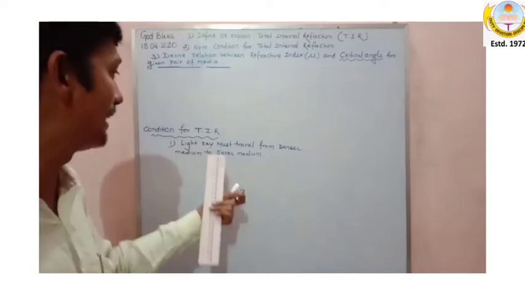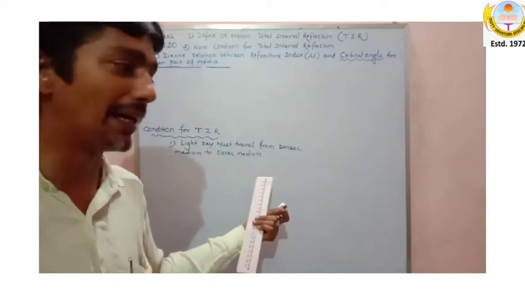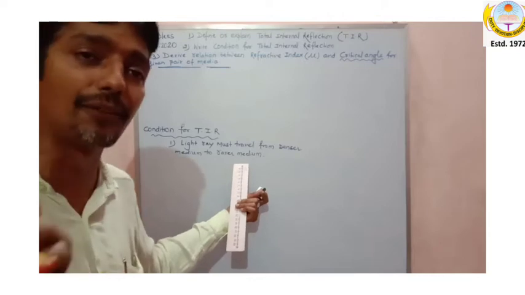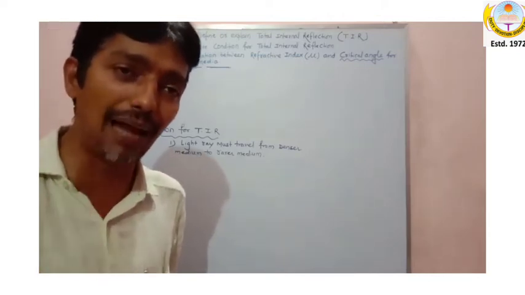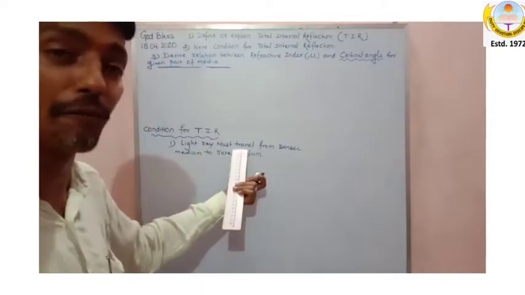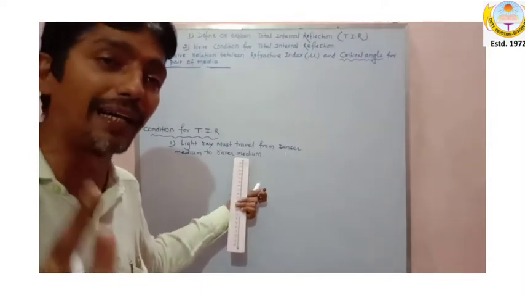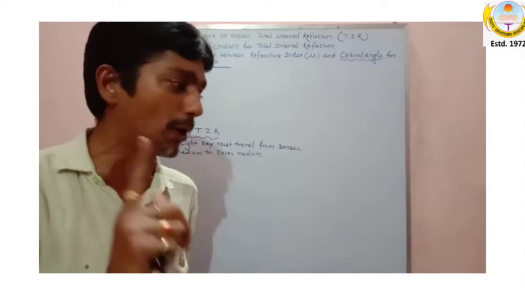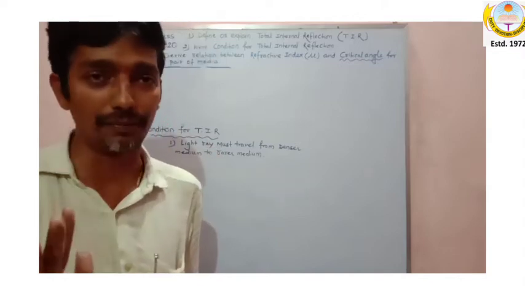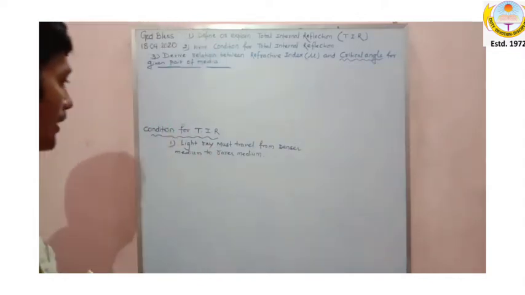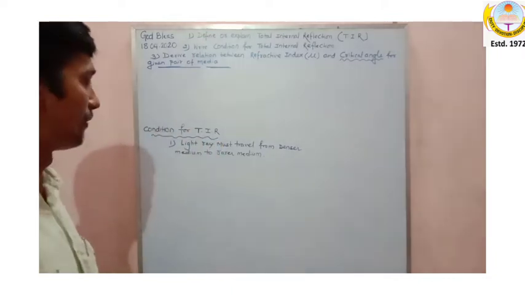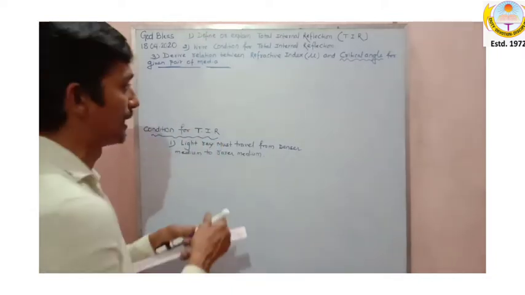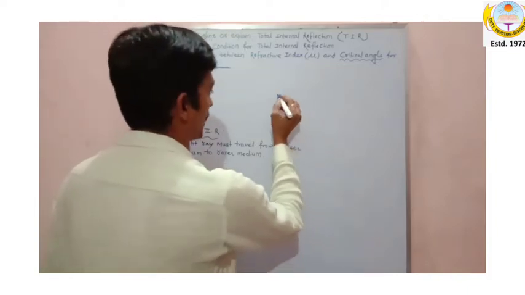It means the TIR you will never see when it travels from rarer to denser. You will see TIR, total internal reflection, when it travels from denser medium to rarer medium. That is one thing which is very important. Okay. Now let's start with this condition first. I am drawing the diagram, so see the diagram carefully.